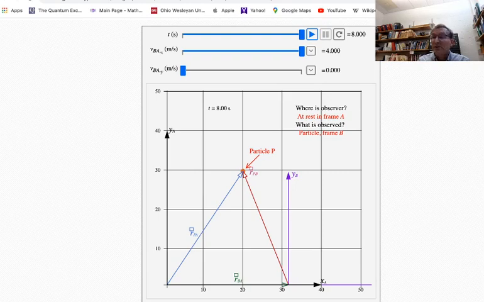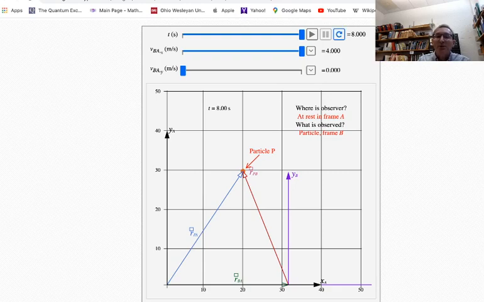Did you say the position isn't changing? Because there's particle P. Did you see it move? It's always at 20 on this x-axis, isn't it? The x position of the particle as observed in frame A is constant. So what does that mean the velocity of the particle as observed in frame A is? It's 0. That's a perfectly valid observation for frame A. I'm going to reset.